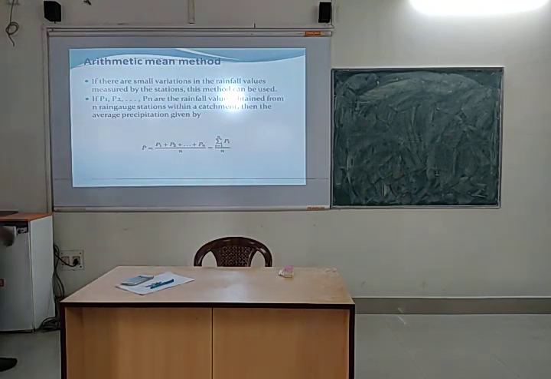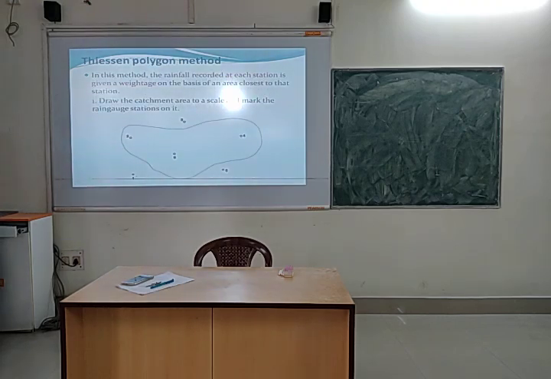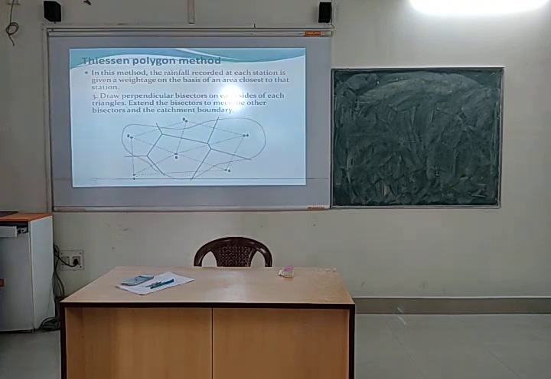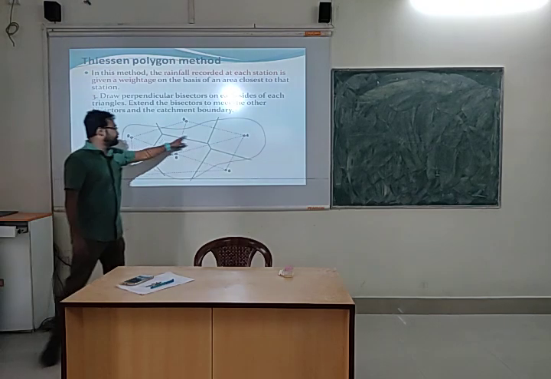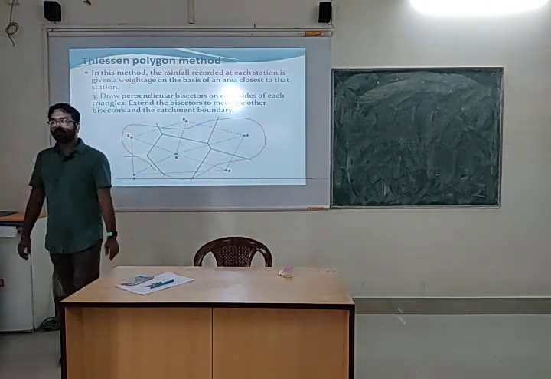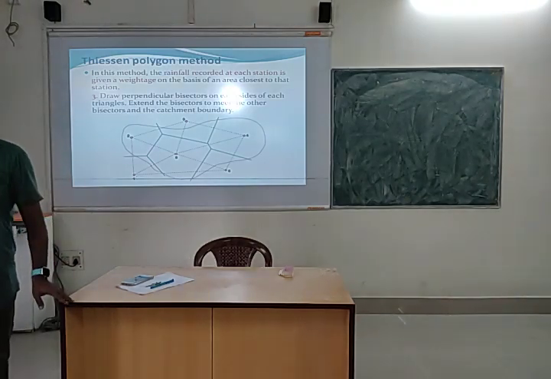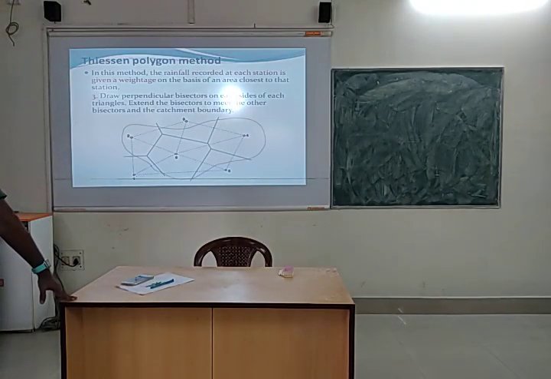Similarly, if we give some weightage with respect to the area covered by each rain gauge station, then we can go for the Thiessen polygon method, where we connect all the rain gauge stations with straight lines and find the perpendicular bisectors, and we extend those perpendicular bisectors to a certain extent so that they meet at a certain point. Then we have some polygons, right? Those polygons indicate the area coverage for a particular rain gauge station.